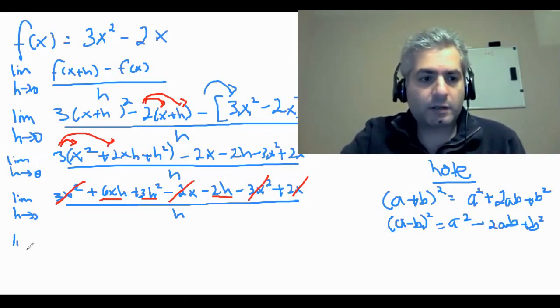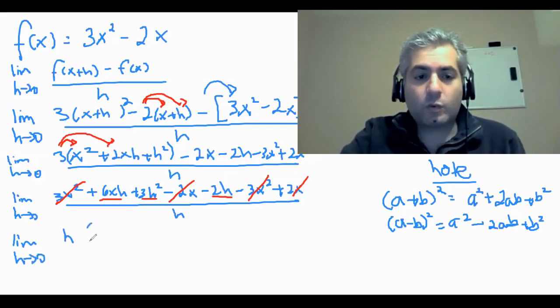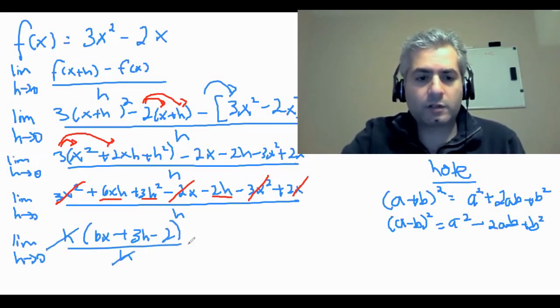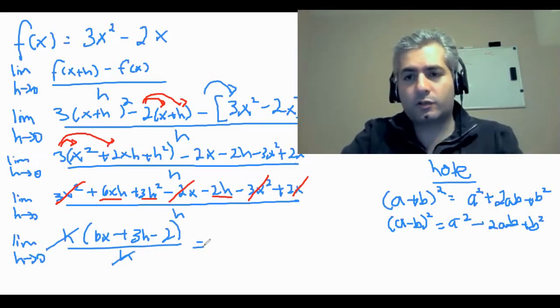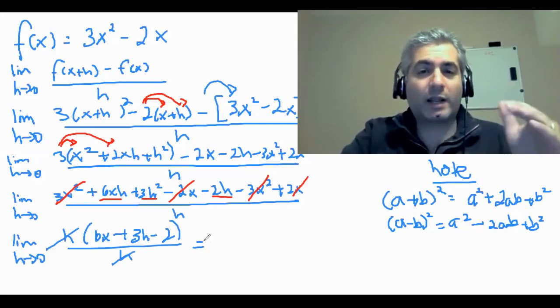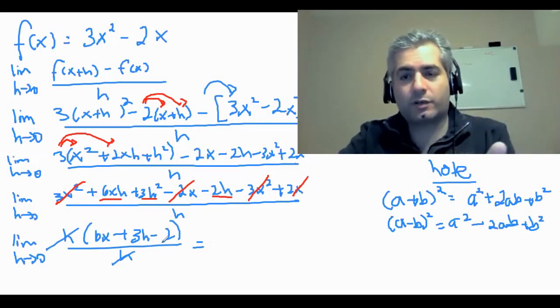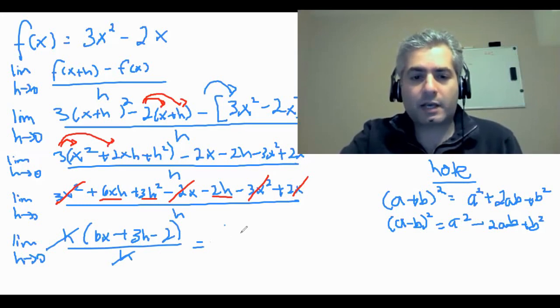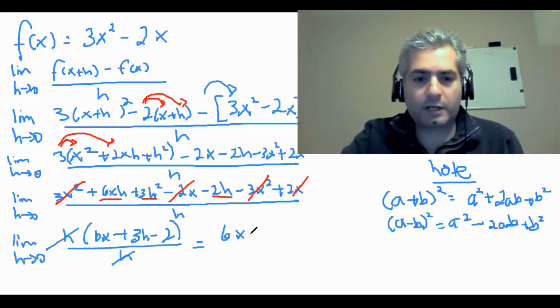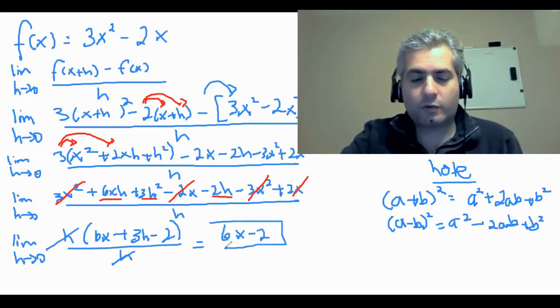So limit h approaches 0, and now we're going to factor out an h. What's left is 6x plus 3h minus 2, all over h. I'm going to cancel out h, and then now I'm going to apply the limit. There's no need for me to write limit h approaches 0 anymore, because now I'm applying the limit. So we sub in h equals 0 into the function. What's left is 6x, 3 times 0 is 0, minus 2. So 6x minus 2 is our remaining terms.